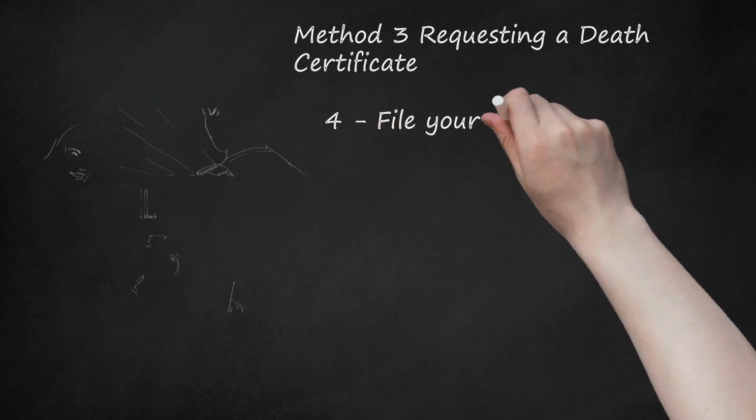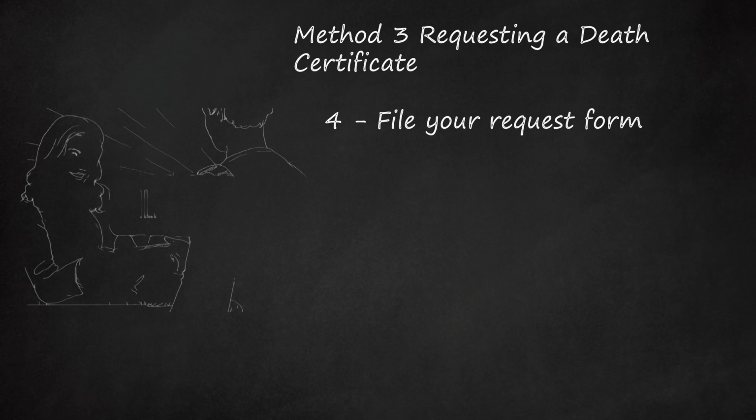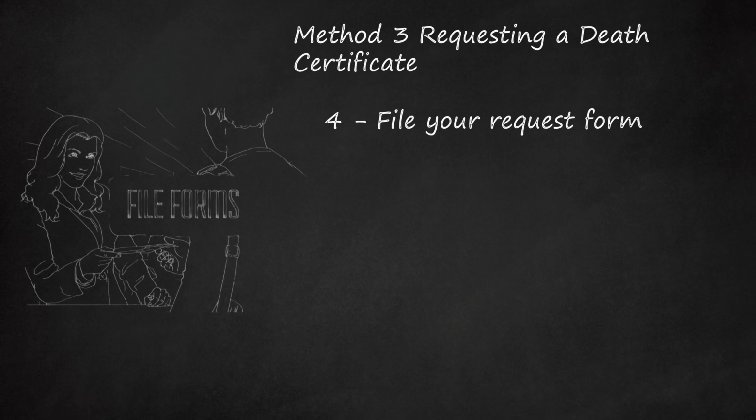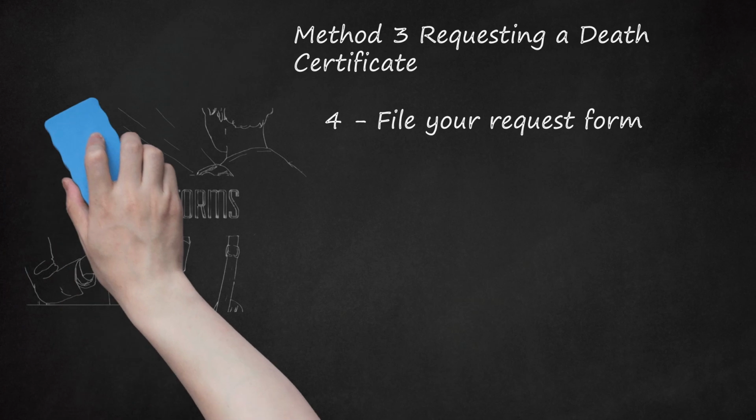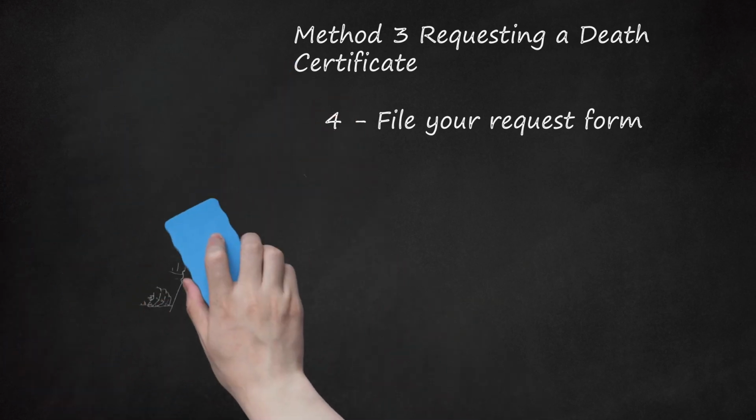4. File your request form. Once you've completed your request form, you must file it with the state or county vital records office where you believe the death certificate to be located. You must pay a fee for each copy of the death certificate. The fee varies among jurisdictions, but typically is between $10 and $15. Keep in mind that the fee is non-refundable, meaning you won't get any portion of it back if the office does not find the record you requested.